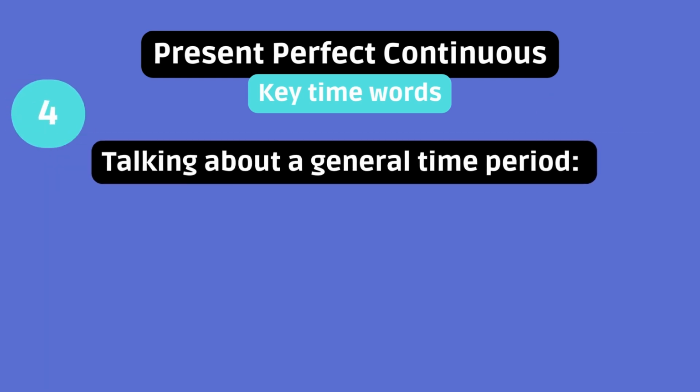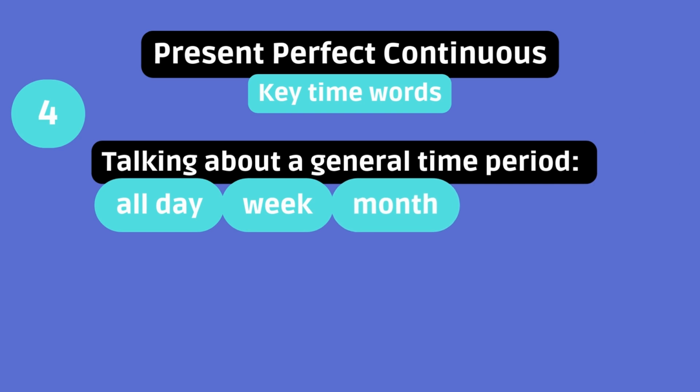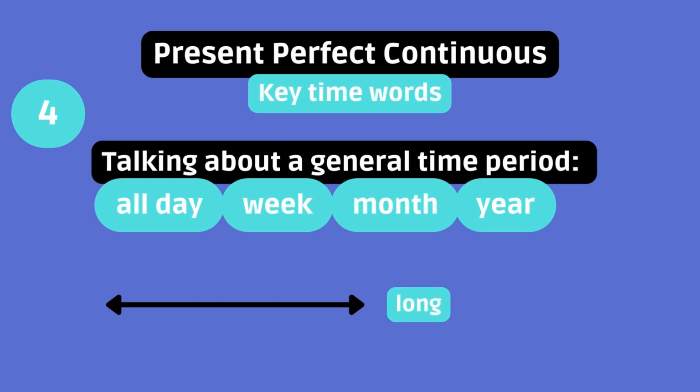Talking about a general time period. All day, week, month, year. Use all plus day, week, month, year to express a general time period. You can use long at the end for emphasis.